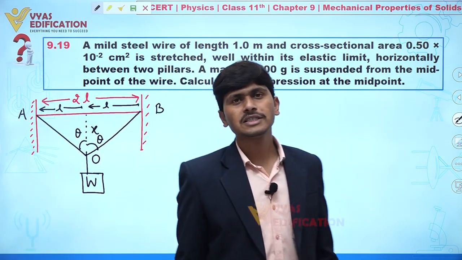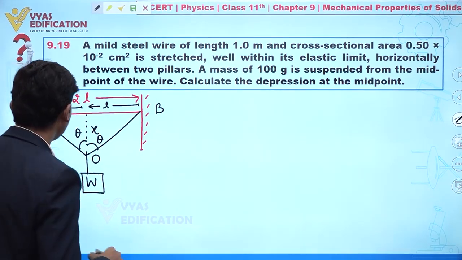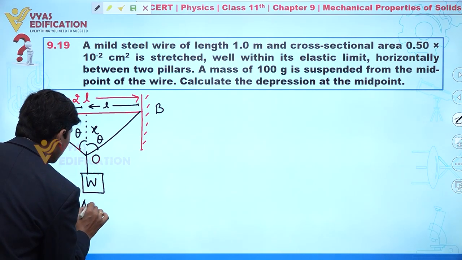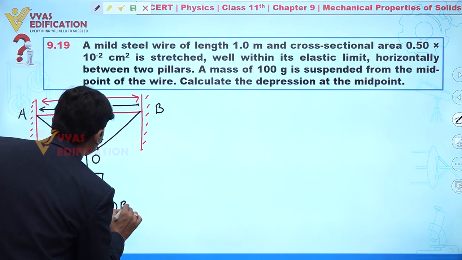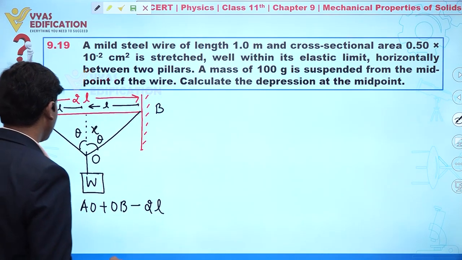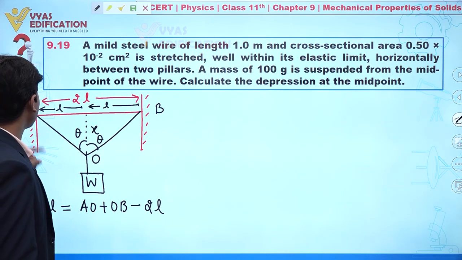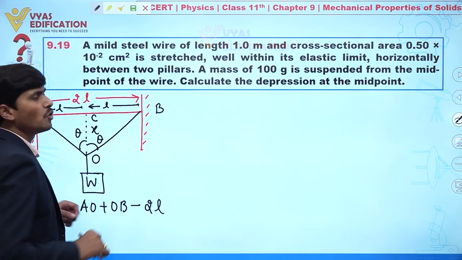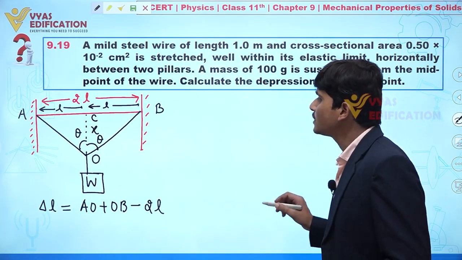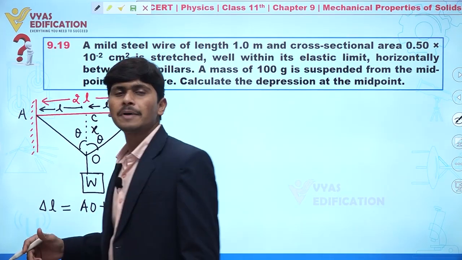So first, can we calculate the change in length we are getting? How can we calculate? The change in length is given by AO plus OB minus twice of L. Now what is the value of AO? Listen carefully. If we concentrate on ACO, this is a right angle triangle. So we can apply the Pythagoras theorem here.